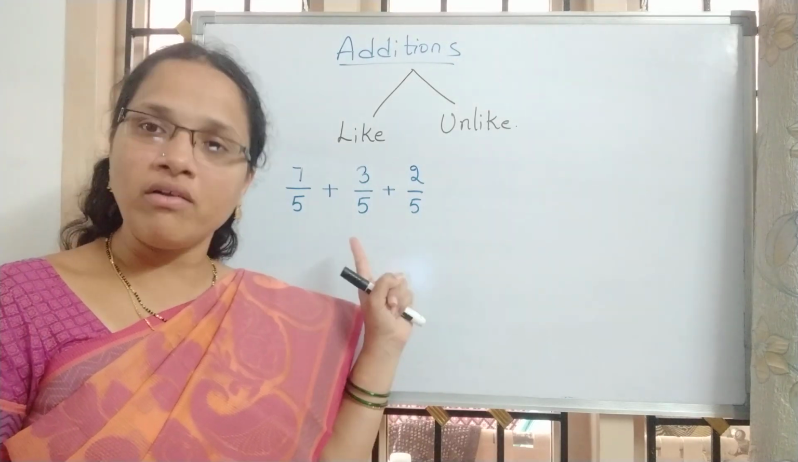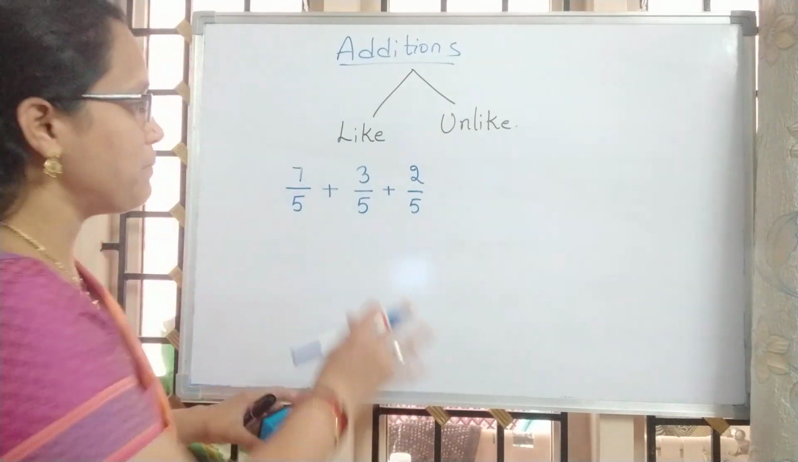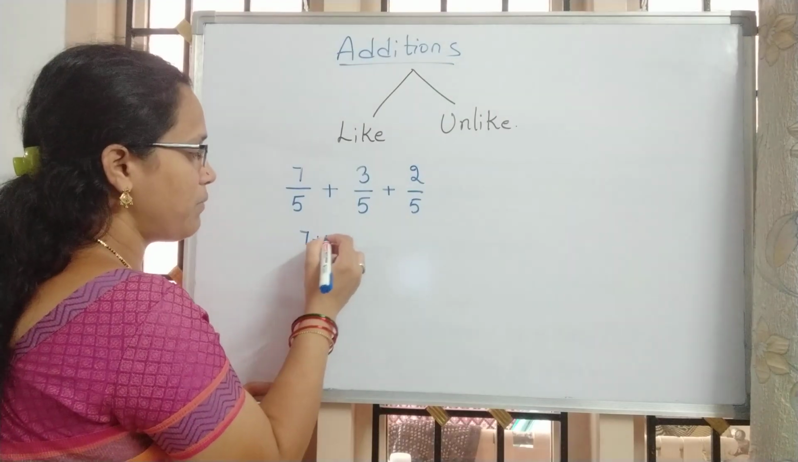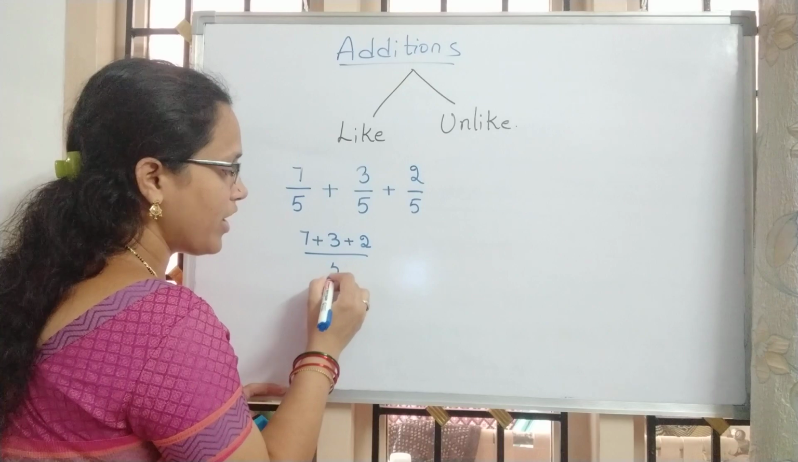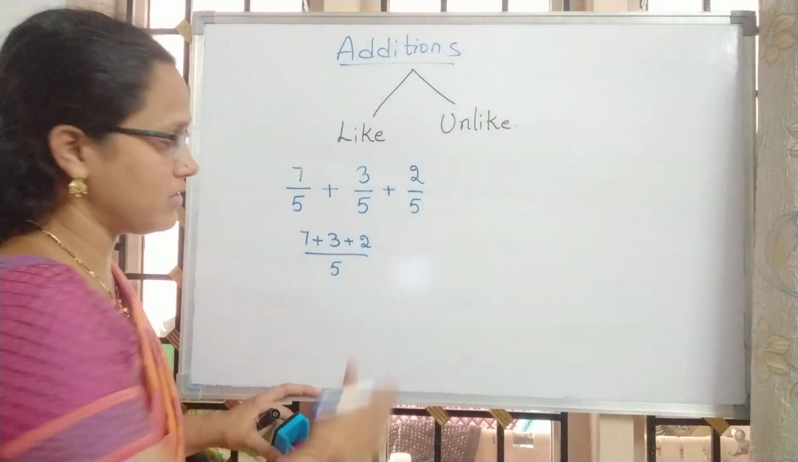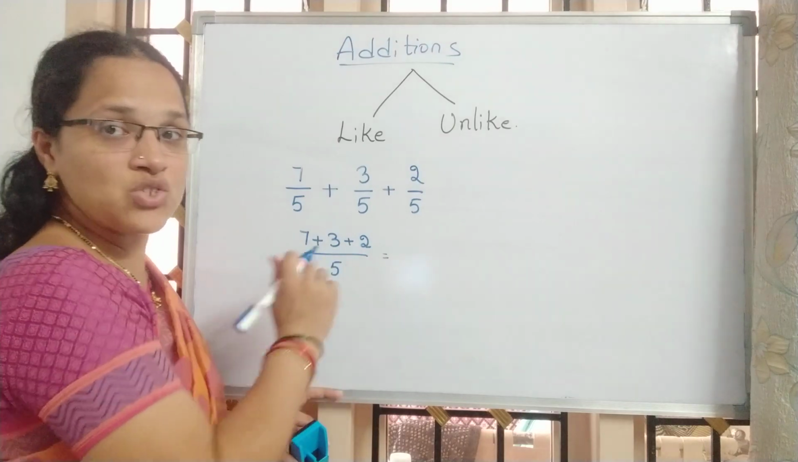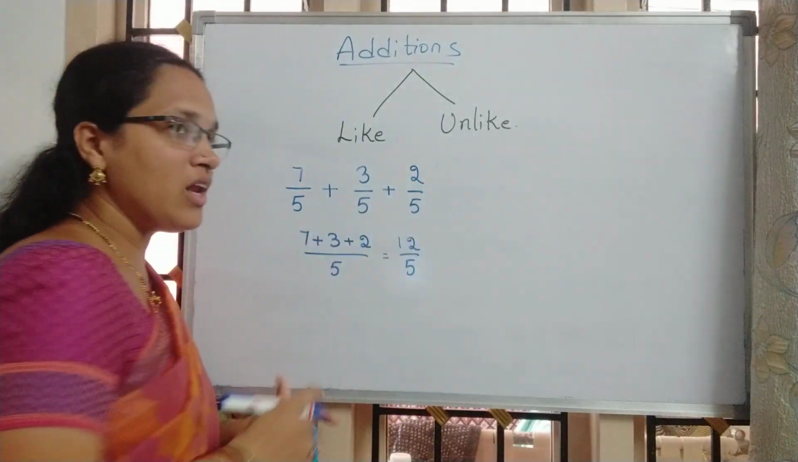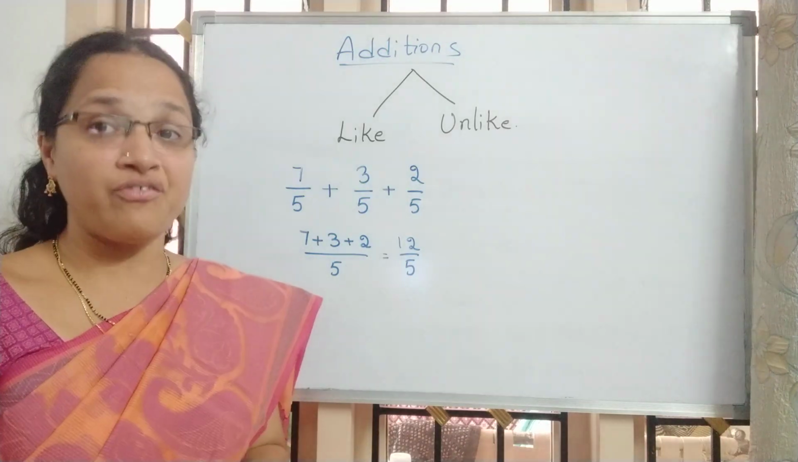As all the 3 fractions have the same denominator, we will simply add all the numerators, that is 7 plus 3 plus 2 by 5. Why? Because under the same denominator, 7 plus 3 is 10, 10 plus 2 is 12. So 12 by 5.